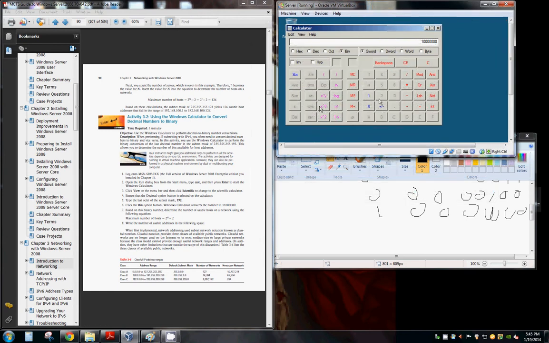Now we have 7 zeros here, so it wants us to do 2^n minus 2, which is 2 to the 7th, which is 128, minus 2 is 126 available, which is what they've done here. So we write the usable addresses in the following space.